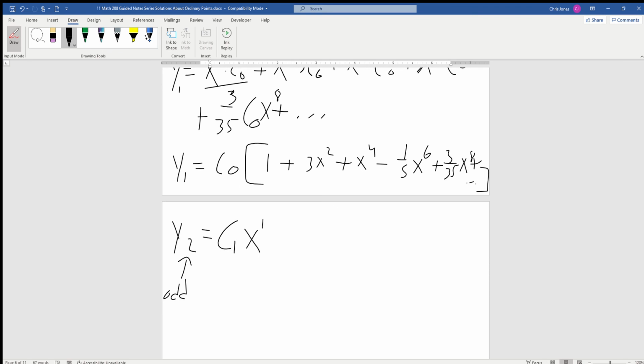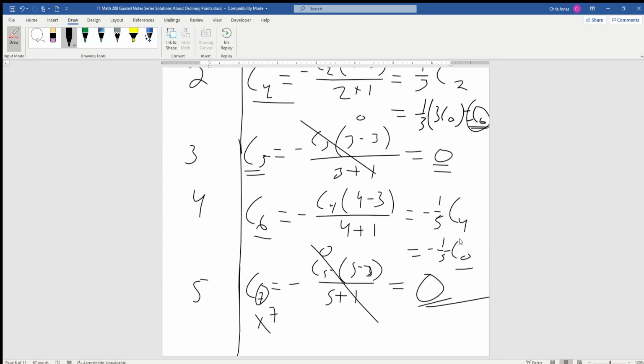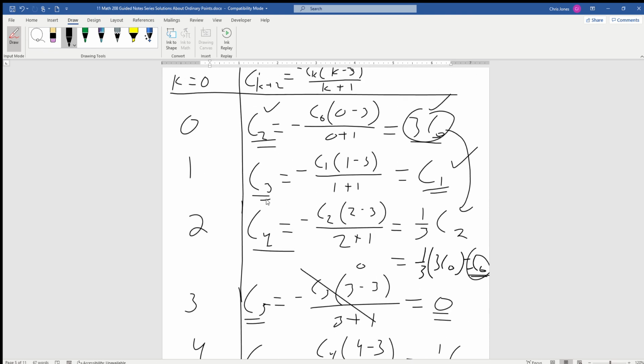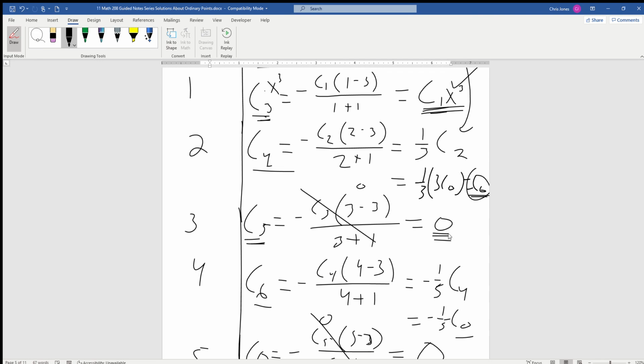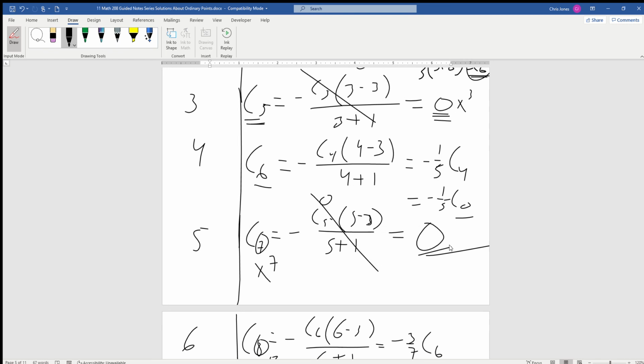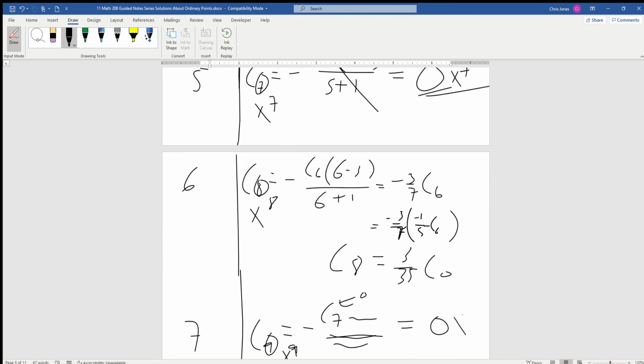C1 times x to the 1st plus C1x cubed. All right, and the reason we write that is because, remember, we said C3, which is the coefficient of x cubed, is equal to C1. So we get an x cubed C1. Now we have C5 equals 0, so it's really 0x cubed, x to the 7th, x to the 9th.